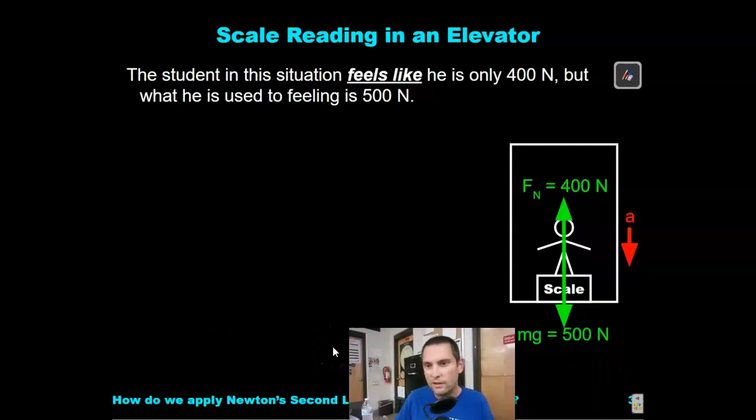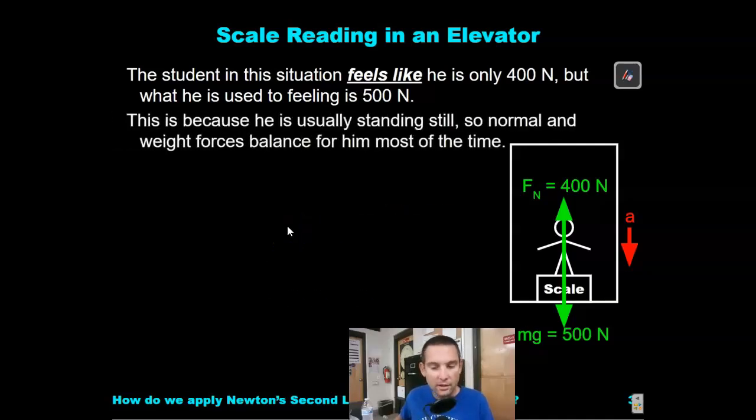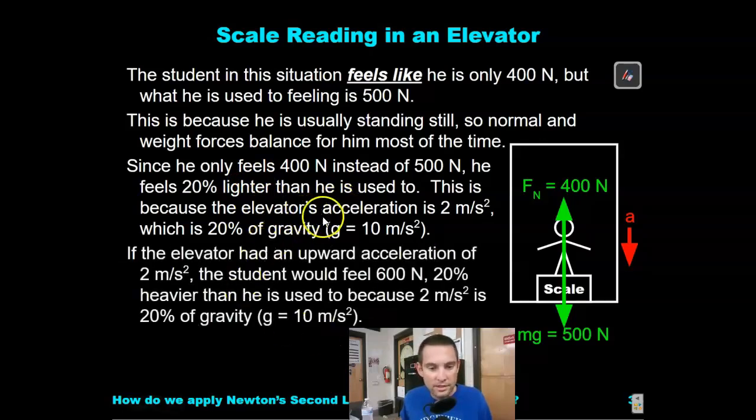So the student in this situation feels like he is only 400 newtons, but what he is used to feeling is 500 newtons. So to him, he is feeling lighter, right? Because there's less of a normal force acting on him. Since he only feels 400 newtons instead of 500 newtons, he feels 20% lighter than he's used to. This is because the elevator's acceleration is 2 meters per second squared, which is 20% of gravity. If the elevator had an upward acceleration of 2 meters per second squared, the student's going to feel 600 newtons. So he's going to feel heavier.